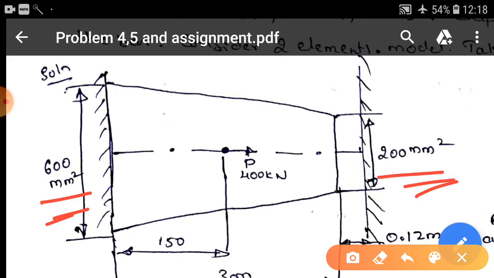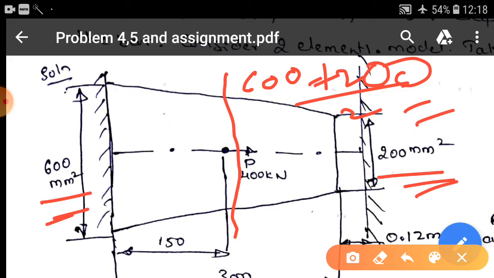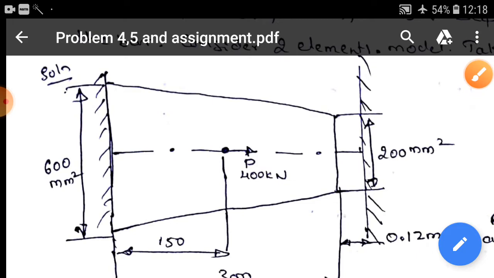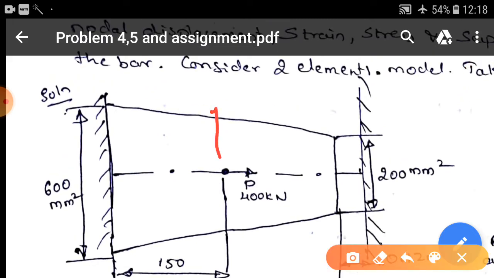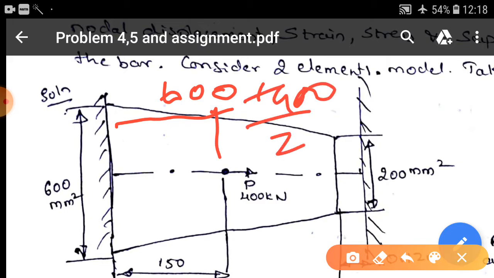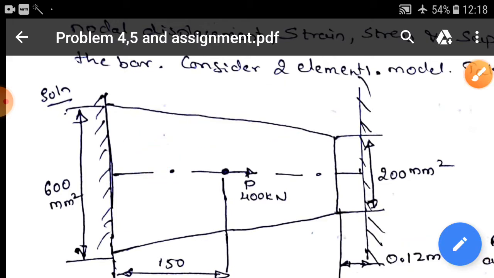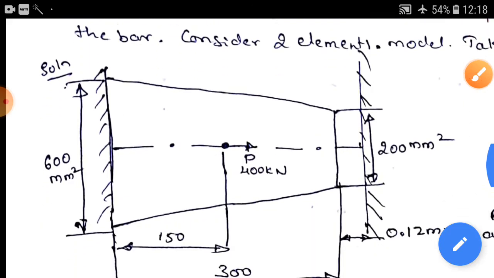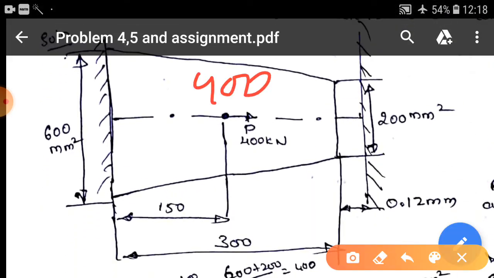If you now take the average at this section, the area will be 600 plus 200 divided by 2, that is 400. At the middle it becomes 400. Now what is the average area at this section? If you take 600 plus 400 divided by 2, that is 500 here. And the average area at this point: this is 400 here and 200 here. 400 plus 200 divided by 2 is 300.